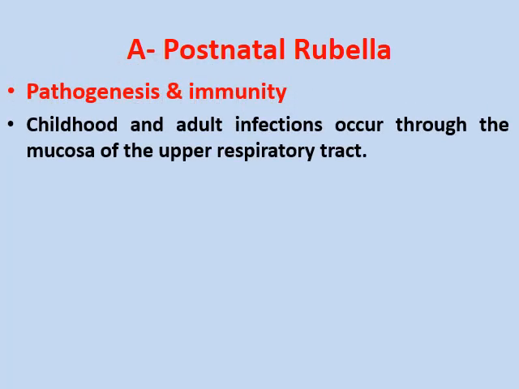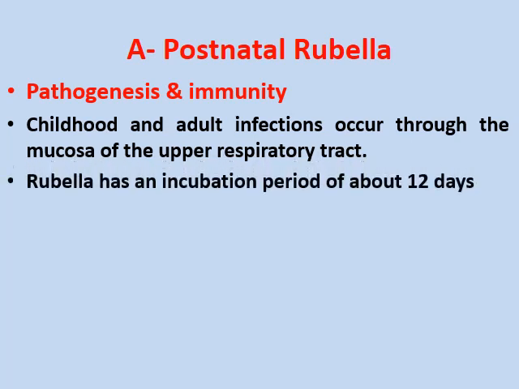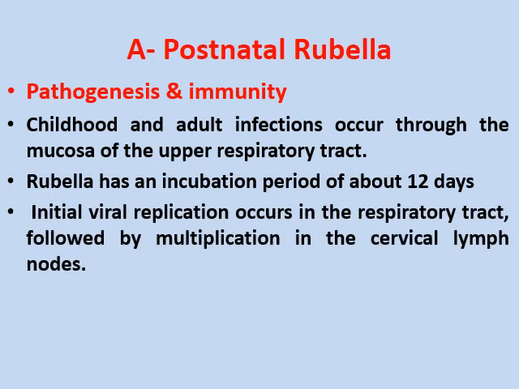So the disease can be divided into two main groups: A, postnatal, meaning in children, and B, congenital. For postnatal rubella pathogenesis, you only need to understand it. Children and adult infection occur through the mucosa of the upper respiratory tract like the paramyxoviruses. Rubella incubation period is about 12 days. Initial viral replication in the upper respiratory tract, then multiplication in the cervical lymph node.